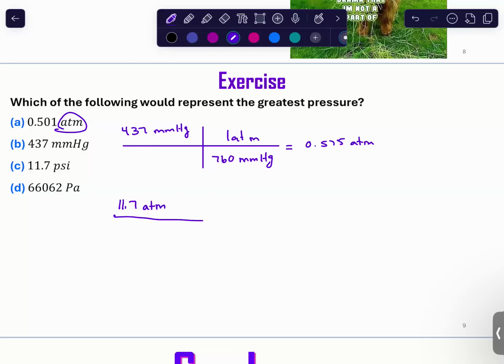11.7 atmospheres. You notice how in this problem I didn't tell you the conversion between PSI and atmospheres? It's because I've already told you that once. So if you're looking for a conversion that I didn't put down, and it's not in the textbook, I probably told you somewhere. So go find it.